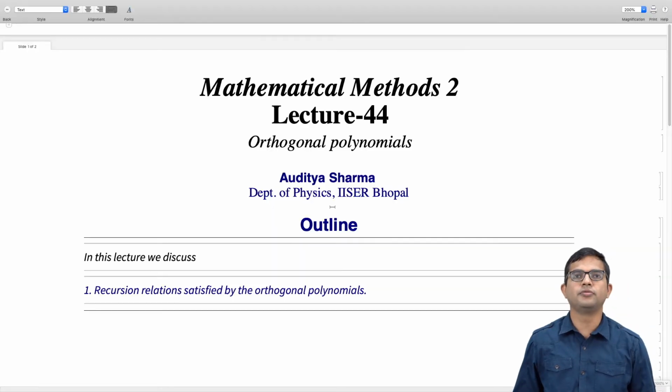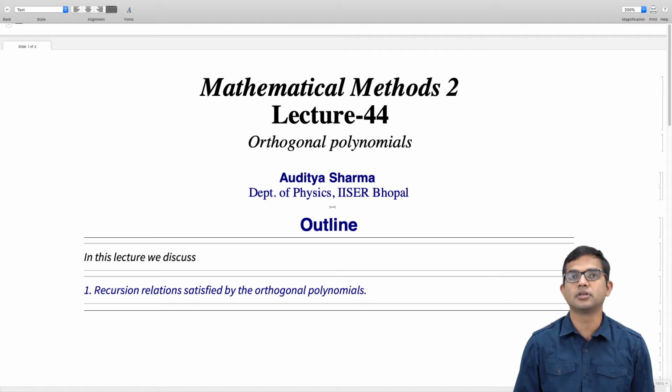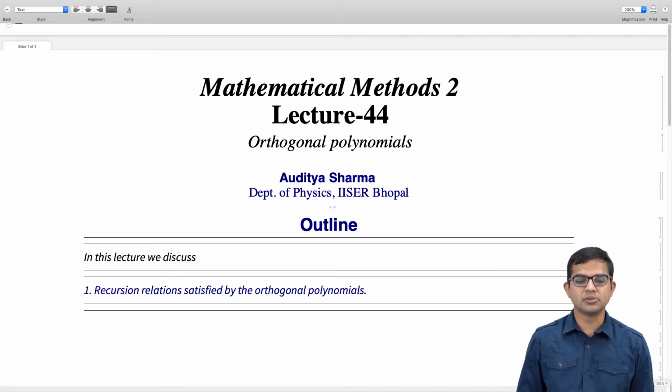Okay, so we have come up with a prescription to build a sequence of polynomials which are orthogonal with respect to some weight function in some given interval. And so in this lecture we will see, just based on these properties which come from first principles, it's possible to write down a general recursion relation that orthogonal polynomials of this kind satisfy.